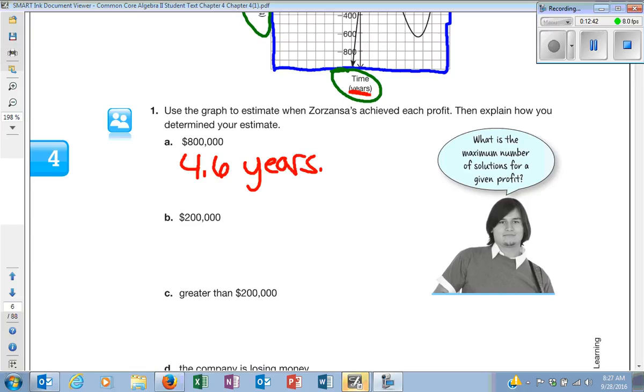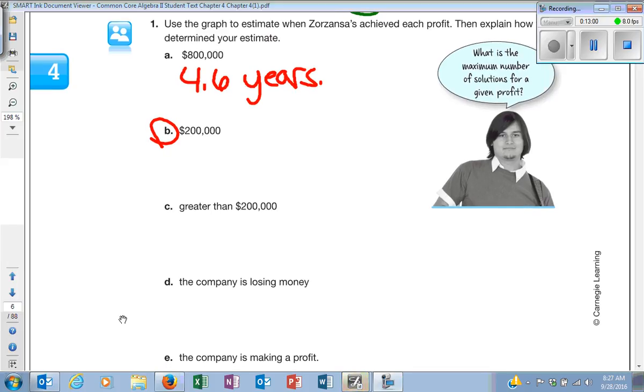And it's an estimation, so if you're somewhere around 4.6, 4.65, maybe 4.7, that's close enough. Go ahead and do B for homework. You should be able to do that one. Now, notice this one right here. This one's a great one. I'll do that with you.